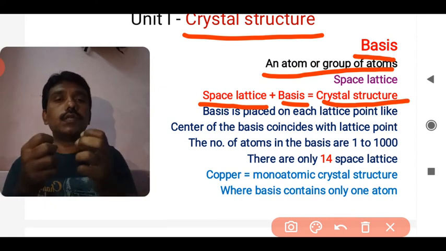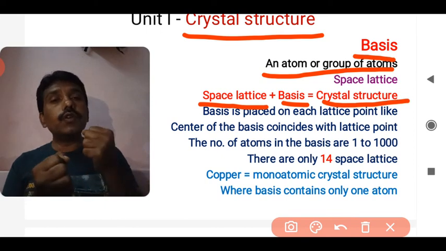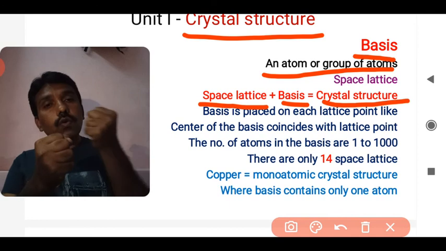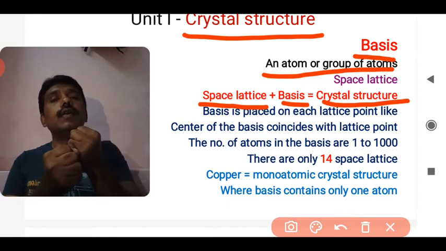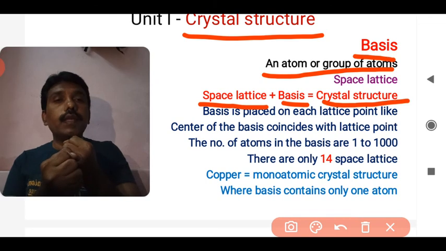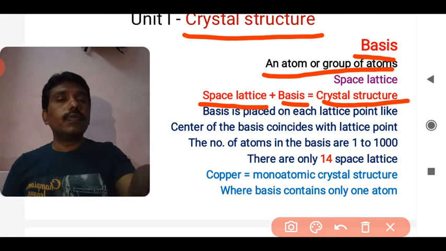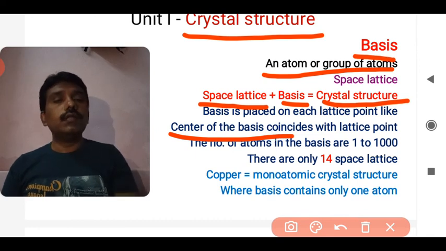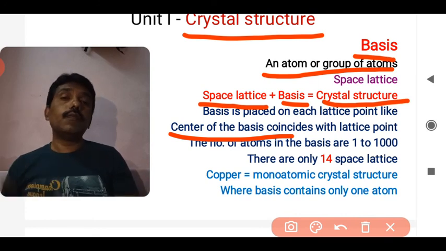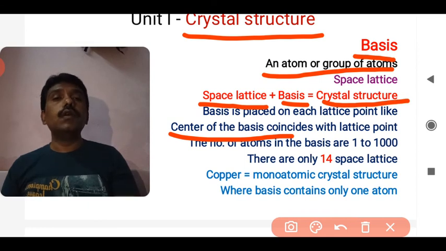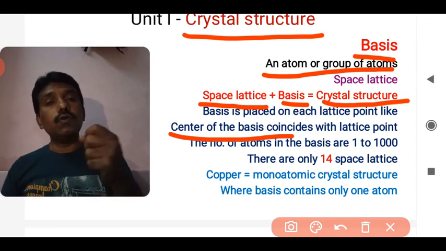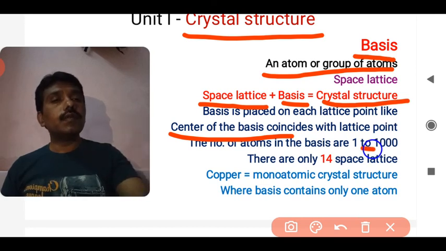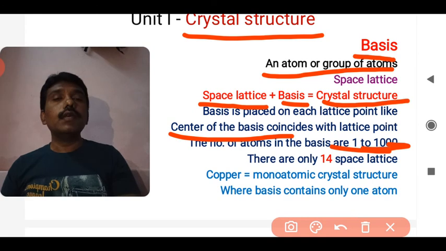When the merging, or the plus, happens, the two-atom group will coincide with, or lie exactly on, the space lattice point. The center of your basis coincides with the lattice point, and that's how the crystal structure is formed. Now, as far as the number of bases is concerned, a group of atoms may be 1, 2, 3, there are thousands of examples, from 1 to 1000. That means groups of atoms may be from 1 to 1000.